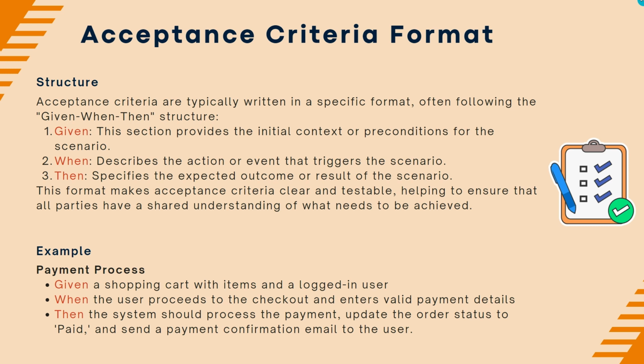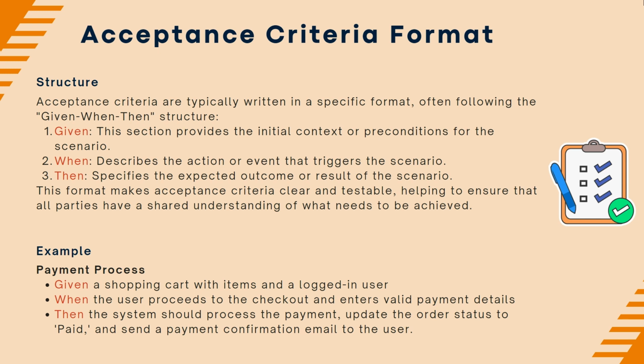So acceptance criteria format, structure. So what is the structure? It's a given, when, then structure. When we say first one, given, this section provides the initial context or preconditions for the scenario. We are defining under which circumstance we are performing this check. When describes the action or event that triggers the scenario.